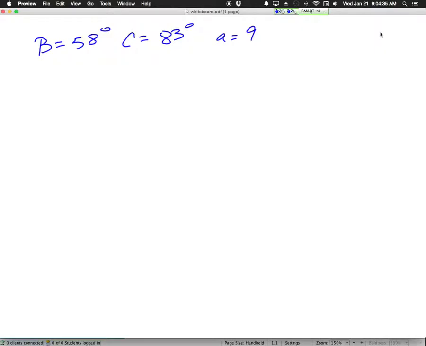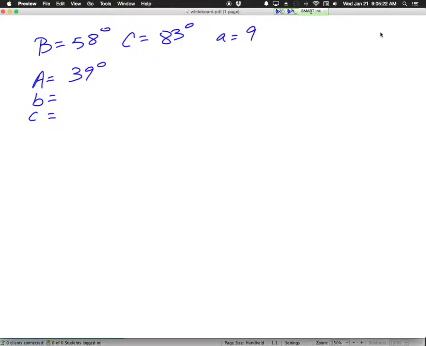Okay, on this one I have angle B is 58 degrees, angle C is 83 degrees, and side A is 9. So that means I'm interested in finding angle A, side B, and side C. Gauge, what would angle A be? 180 minus B and C added, so 141, that would be 39. 39 is correct. Very good.